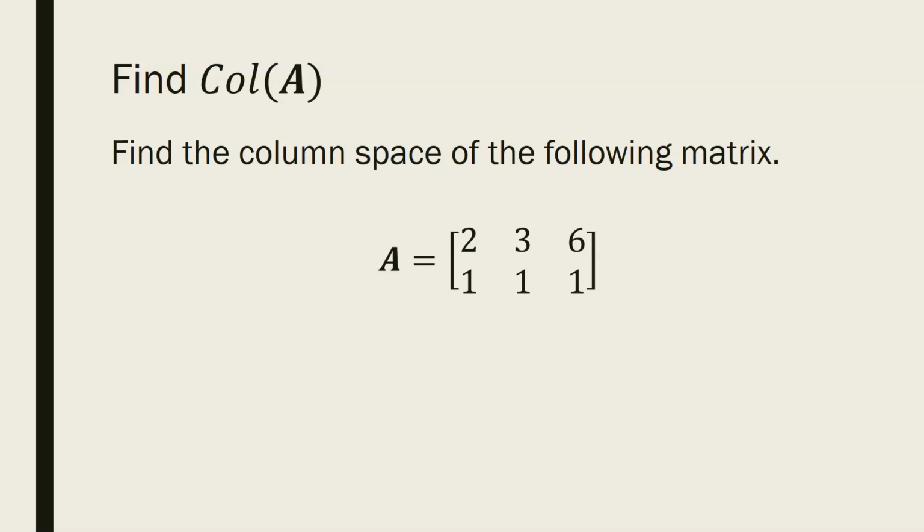Now, we're going to take the matrices that we dealt with last time, and we're going to find the column space of those matrices. Once again, there's a number of ways we could show this. In fact, if we wanted to find the column space of this matrix, we can say it's the span of this vector, and this vector.